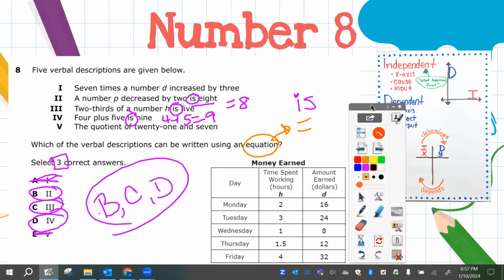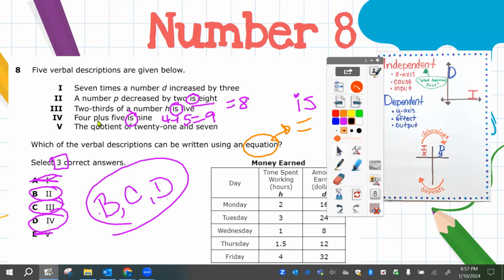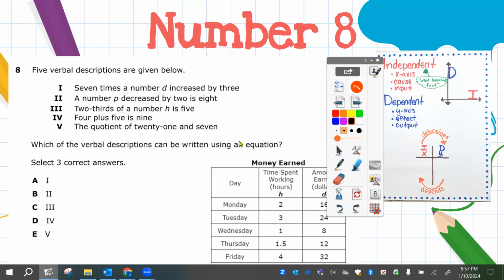We're actually, I believe, going to talk about this type of question pretty soon, so we're going to be a little ahead when we get there. So just remember, the word equation means equals, and a keyword for equal is "is."